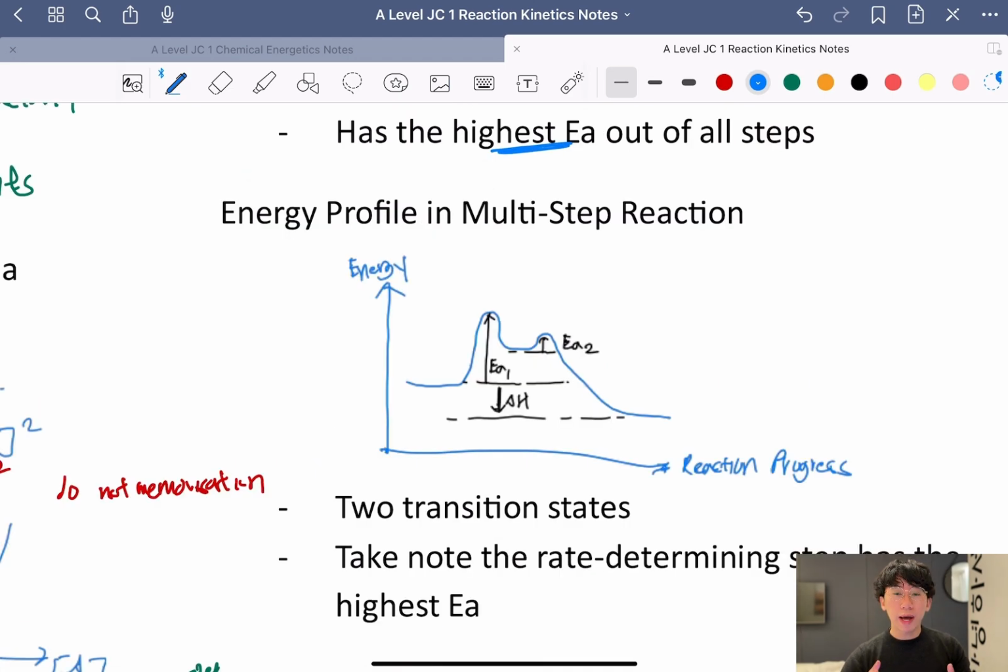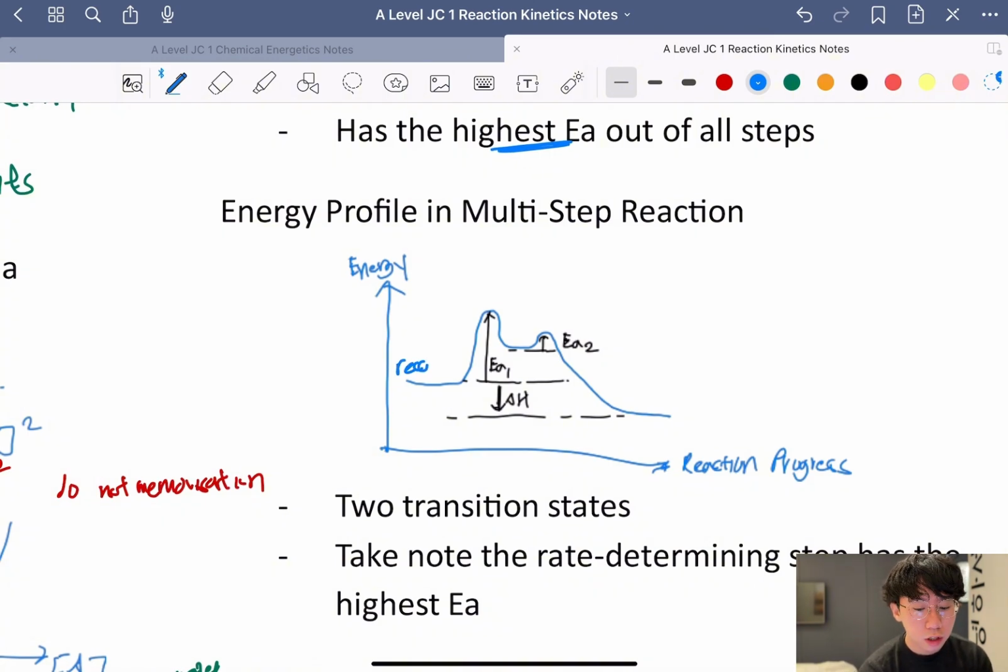If you look at a typical energy profile of a multi-step reaction, from the reactants, you go one step using activation energy 1 into an intermediate or transition state. Here I will call it intermediate. And then you'll go through a second step down all the way back to your products. And you just have to take note when you draw these multi-step energy profiles that the rate determining step has to have the highest activation energy.